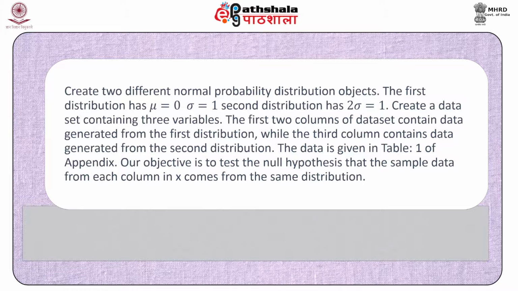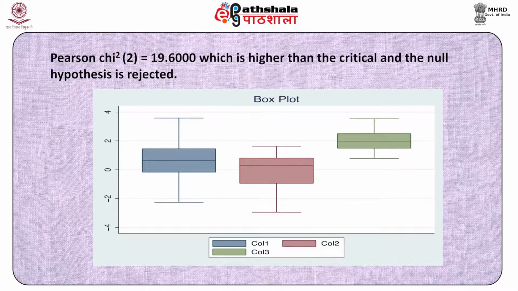Our objective is to test the null hypothesis that the sample data from each column in X comes from the same distribution. Let's look at the solution now. Pearson chi-square is equal to 19.6, which is higher than the critical value, and the null hypothesis is rejected. Figure 1 gives the box plot of 3 variables, and from the box plot we can see that the third variable certainly has a different distribution.